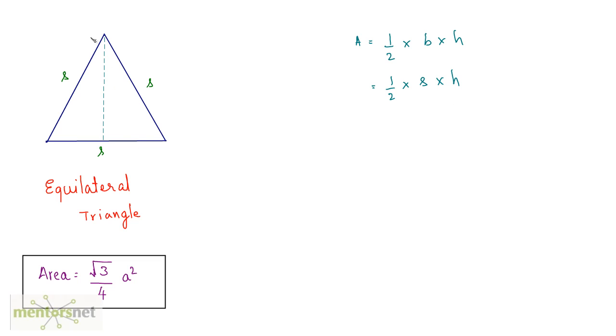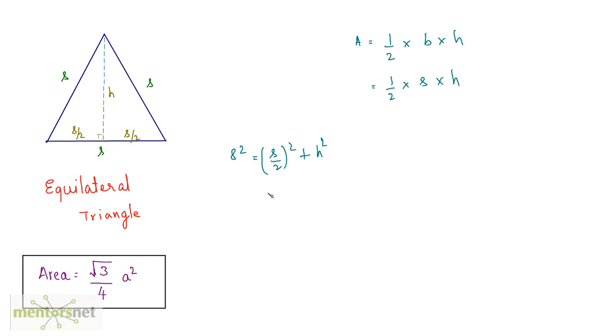Now if I draw a line connecting the top vertex of the triangle and the midpoint of the base, this will be perpendicular to the base. So the left part of the base will be s by 2, half of it, and the right will be half of it. Now we need to calculate what is h. As this is a right angled triangle, I can apply Pythagoras theorem. So the hypotenuse square, that is s square, is equals to base square plus height square. So s by 2 square plus height square.